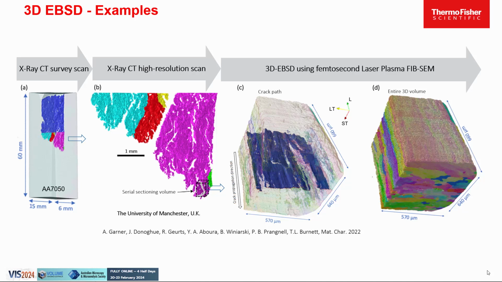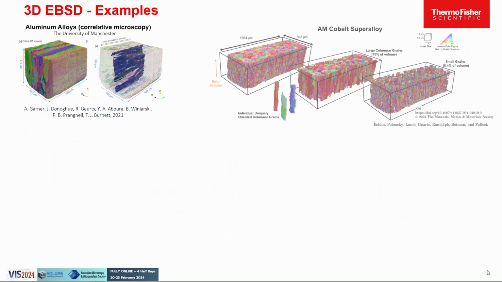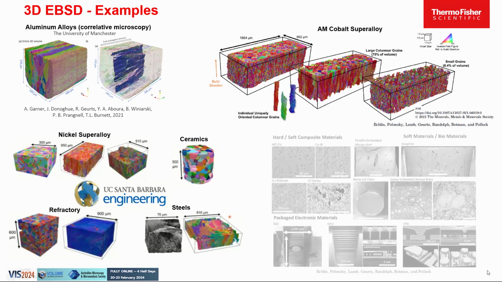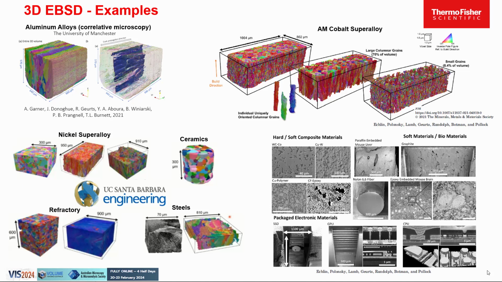Here are the latest correlative microscopy results for stress corrosion cracking in aluminum alloys. X-ray survey scan, X-ray high resolution scan, and finally large volume 3D BSD in the region selected from the CT data. Next one is laser additively printed cobalt superalloy collected by scientists from Santa Barbara. There are plenty of other large volume 3D BSD examples and serial sections of various materials systems, including electronics and soft biomaterials.